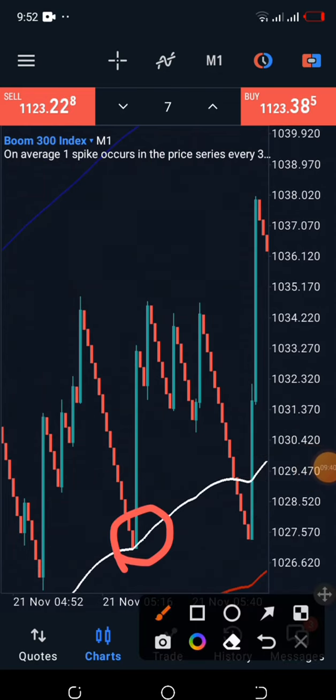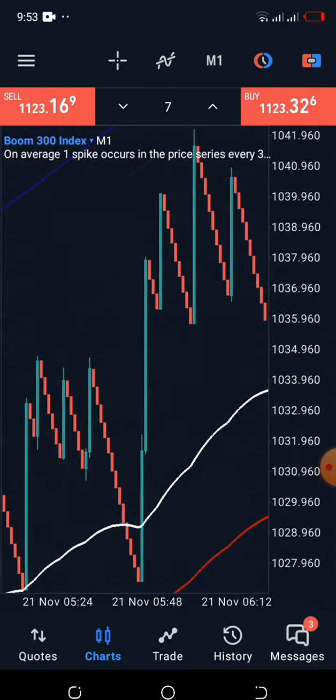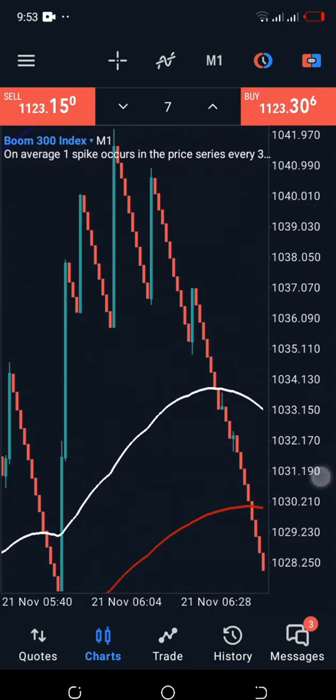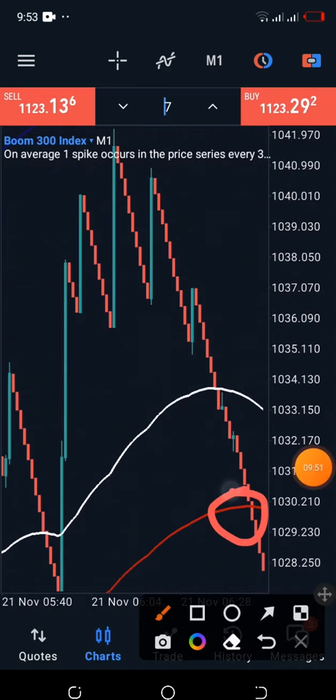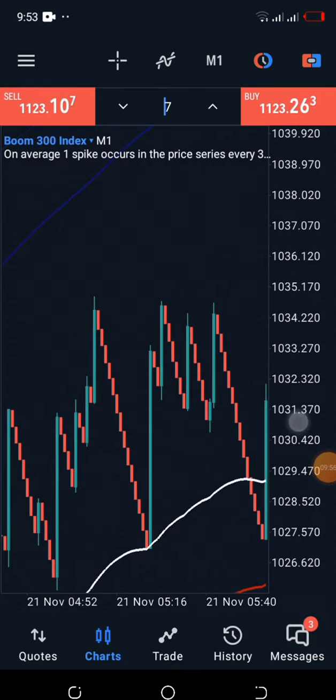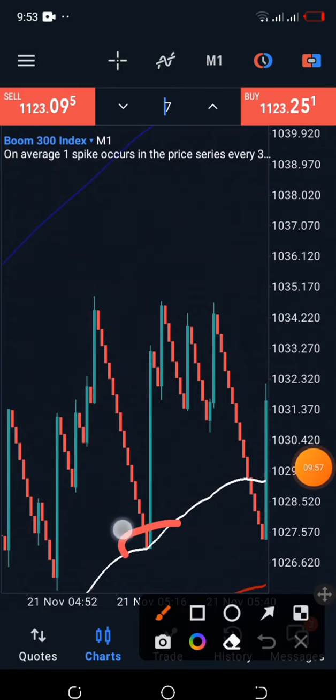So now this is it. When you catch the spikes on the white indicator, there is no need for you to wait again for price to touch the red one, the red indicator. No, you shouldn't take this entry again. You understand? The only entry you should take is the first entry. Do you get?